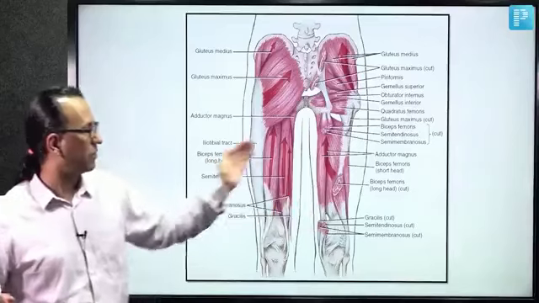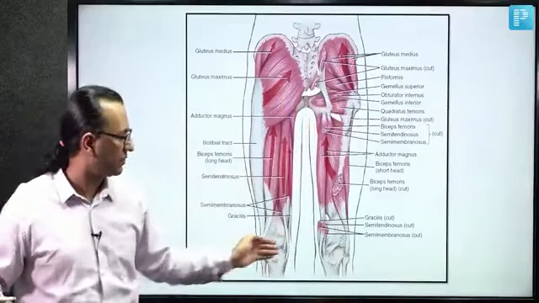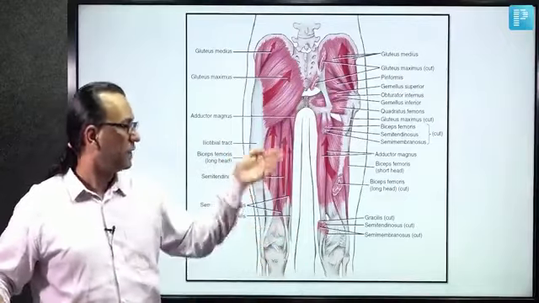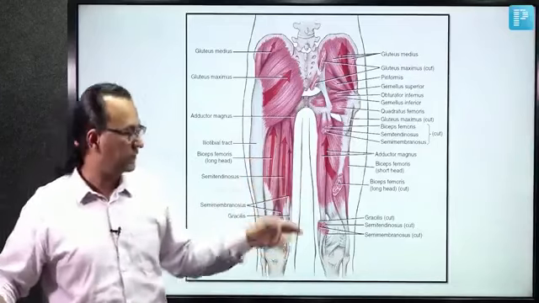Talking about the four hamstring muscles, they take origin from the ischial tuberosity and mostly insert on the bone tibia, though biceps femoris is inserted on the head of the fibula, and they are pulling the bones like the tibia posteriorly, so they are the knee flexors.